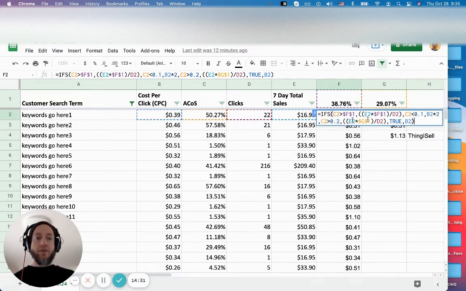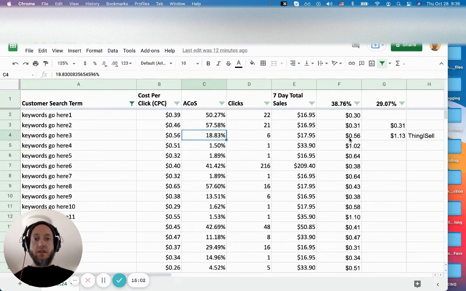So I don't have any rules for that, which means if this is not true, right? It's not higher than this. It's not lower than 10%. It's not greater than 20%, which means that it would be somewhere between 10 and 20%. If that's the case, then it's just going to leave it as is. It's going to leave it at the cost per click that's here. I'm just going to leave it at B2, right? So you can see that right here.